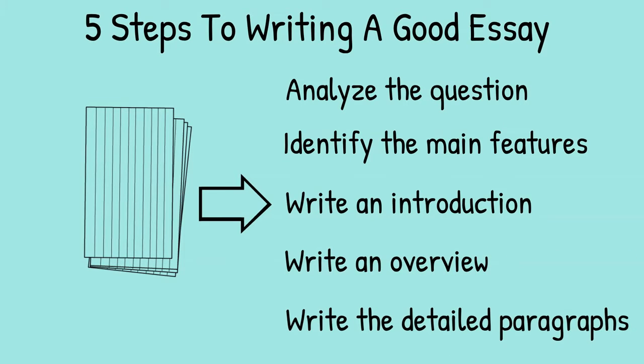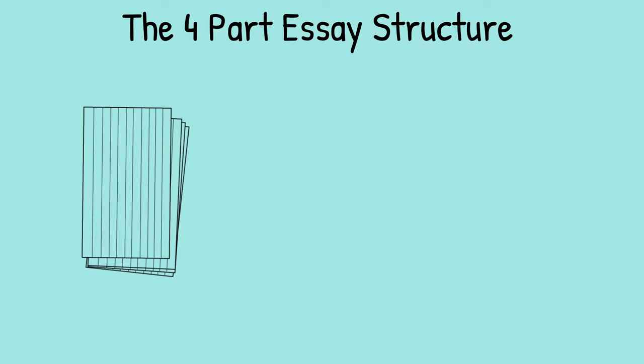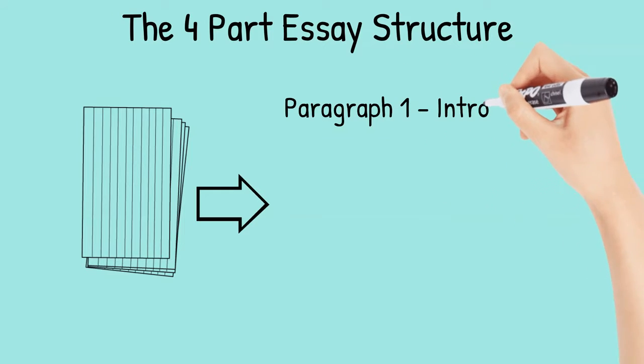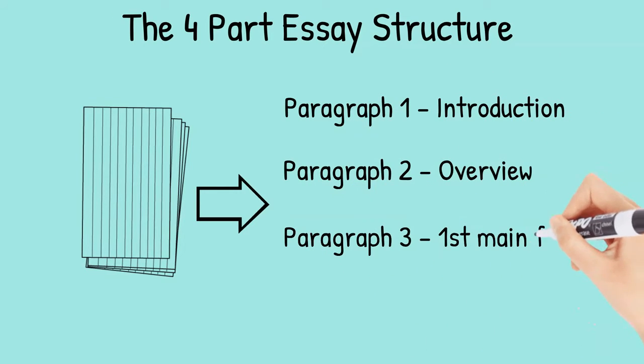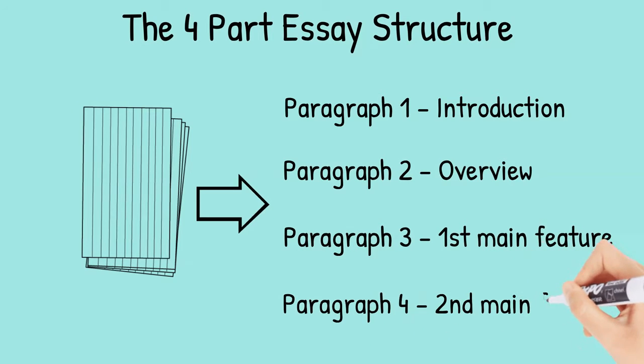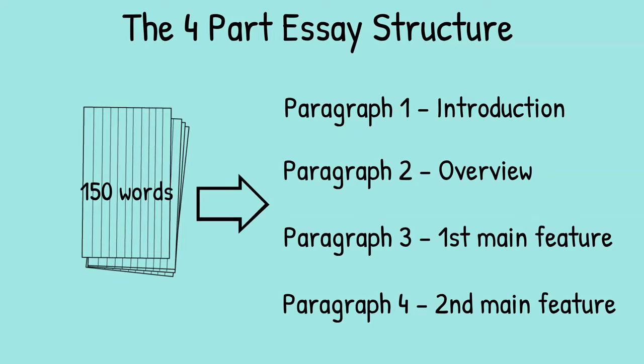We'll look at these in more detail below, but first I want to outline an easy to remember 4-part essay structure. You can use the same basic structure for all IELTS Academic Writing Task 1 questions. Ideally, your essay should have 4 paragraphs. Paragraph 1 should be the introduction, paragraph 2 the overview, paragraph 3 the first main feature, and paragraph 4 is the second main feature. You are only required to write 150 words.